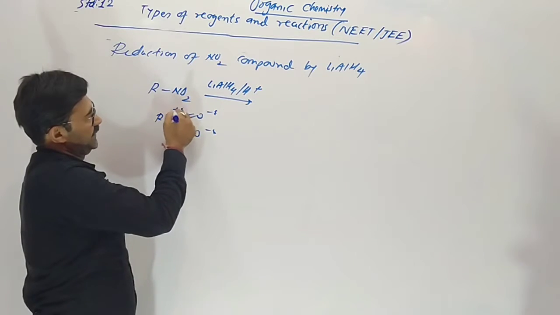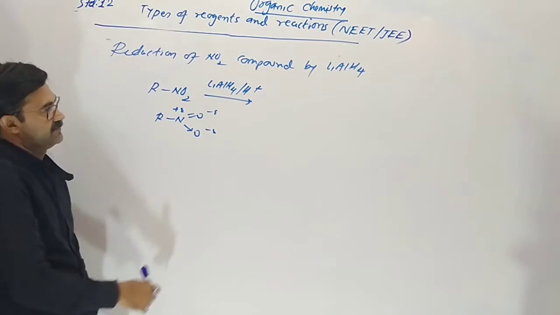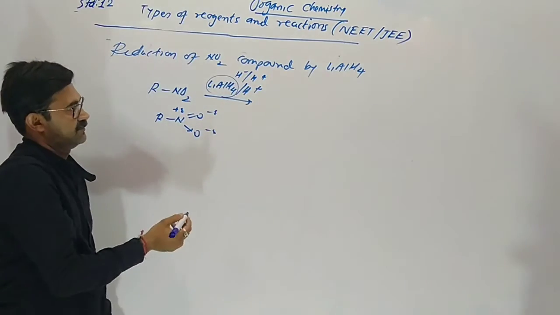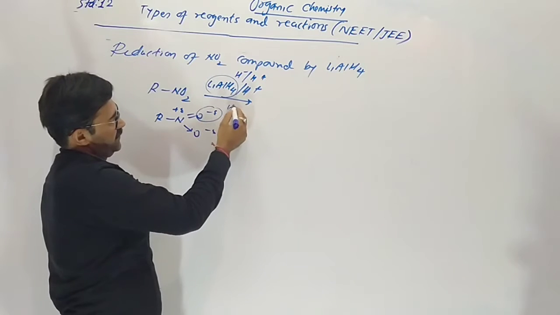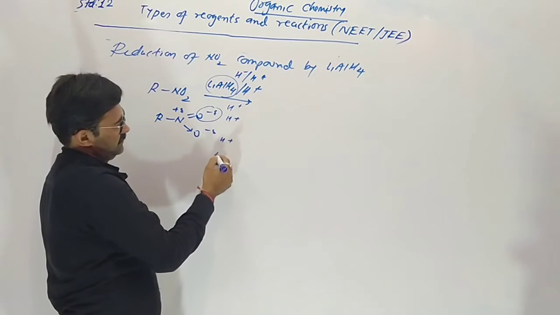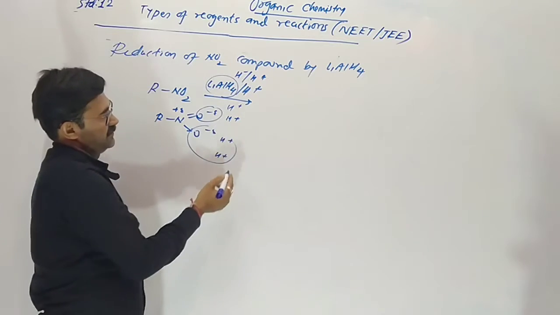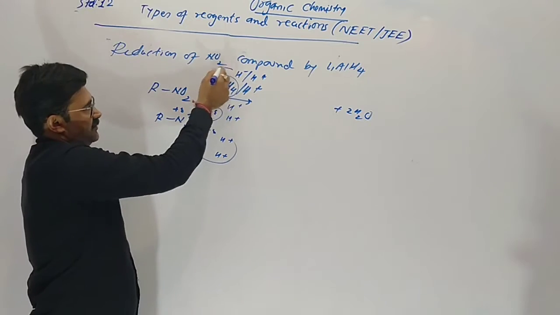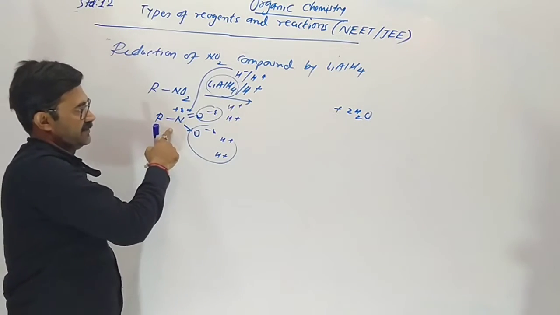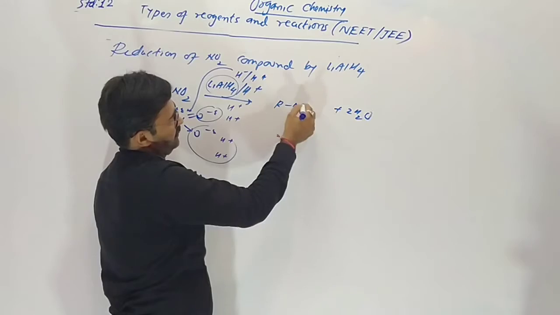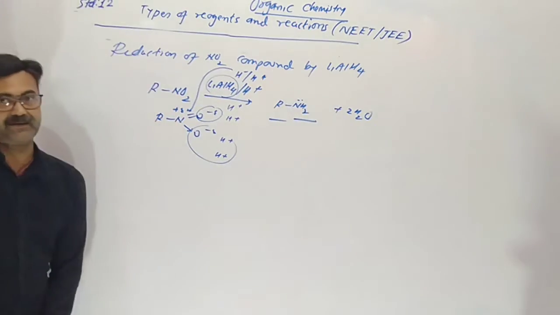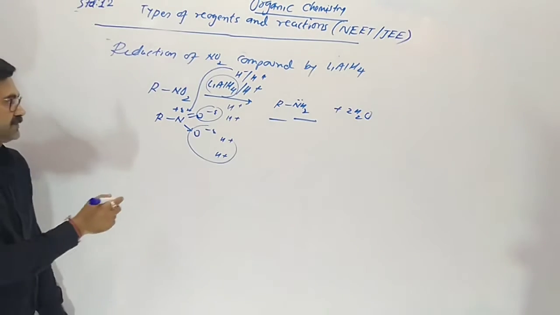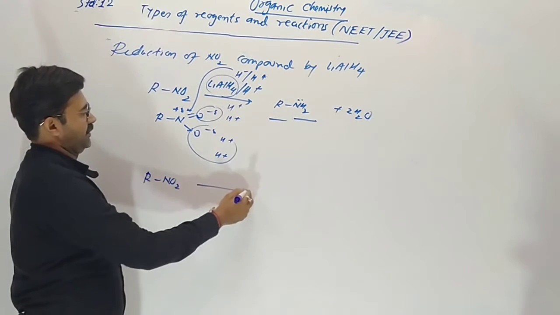Oxygen is partially negative, nitrogen is positive. In LiAlH4, there is H minus and H plus. So here you can see H plus comes here, attacks on the negative part. So removal of 2 H2O. Then H minus attacks on nitrogen, the positive part. So 2 hydrogens combine there, it gives amine. Understood?